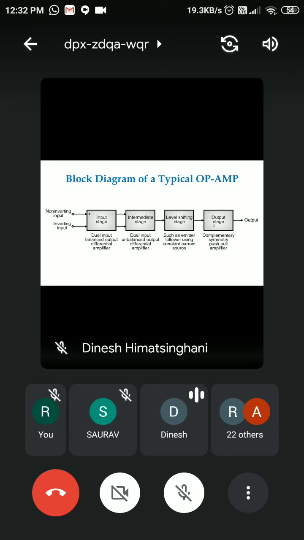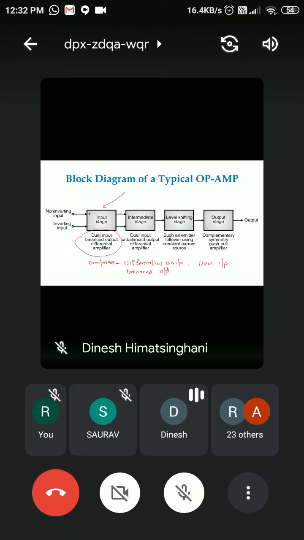Let's try and understand each one of them very, very carefully. Let's look at the first one, which is the input stage. And there is something written at the bottom. What does the input stage consist of? The input stage of the op amp is a differential amplifier. It has 2 inputs, so it is a dual input differential amplifier. And there is a balanced output.